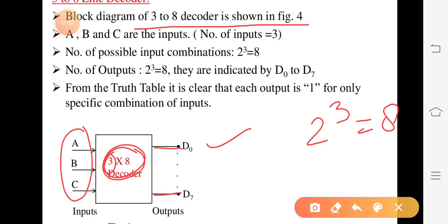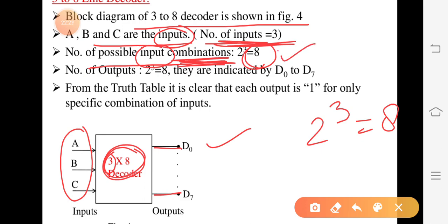Okay, and then A, B, C are the inputs. The number of inputs will be 3. The number of possible input combinations will be 8. Look, in both we are using inputs, but here we are talking about combinations, not the number of inputs. Here we are only talking about inputs, and here we are talking about the number of input combinations. So how many combinations can be made from 3 bits? 8. Just like from 2 bits, how many combinations are possible? 4. Okay, similarly from 3 bits, how many combinations are possible? Total 8. Now next, the number of outputs will be 2 to the power 3, meaning 8. They are indicated by D0 to D7.